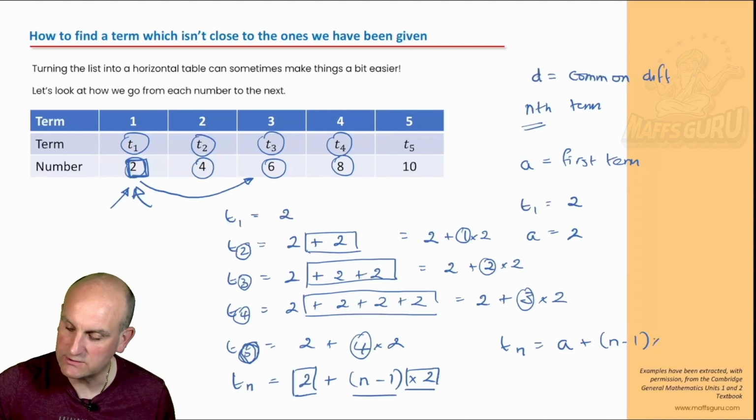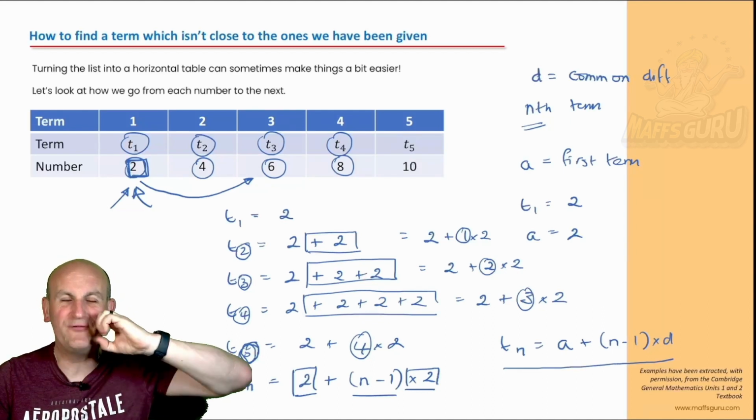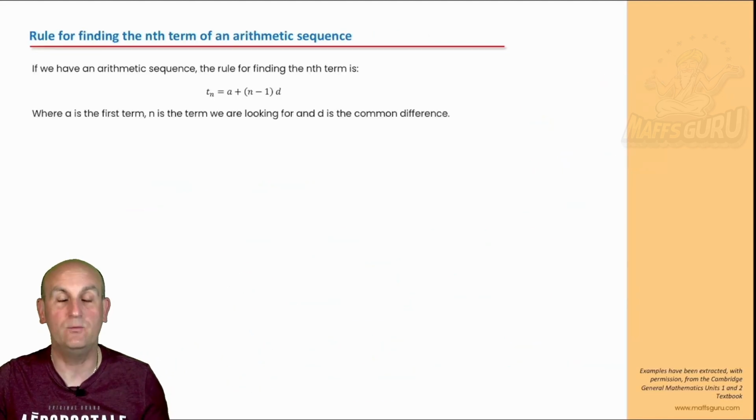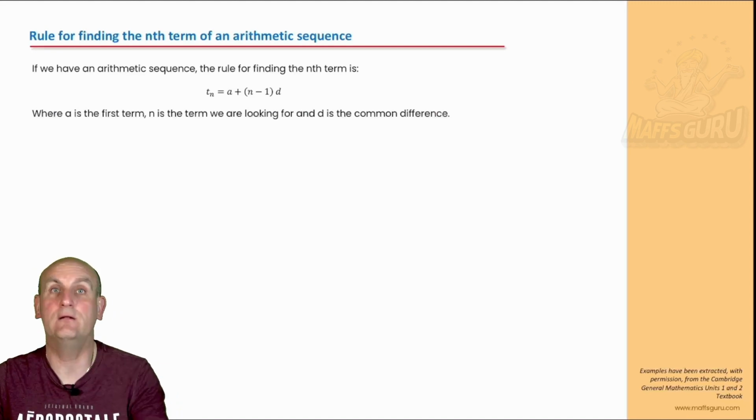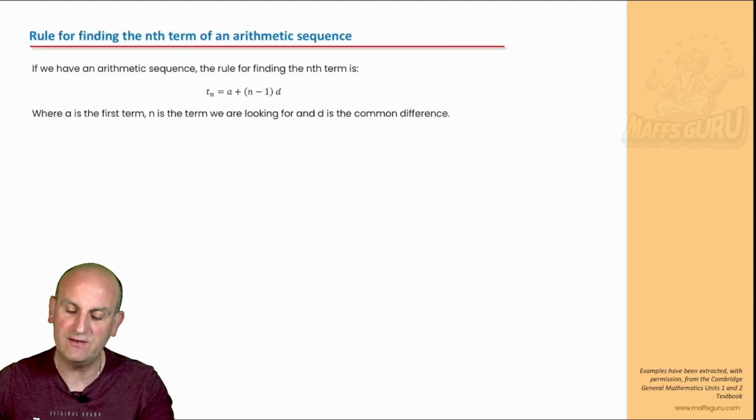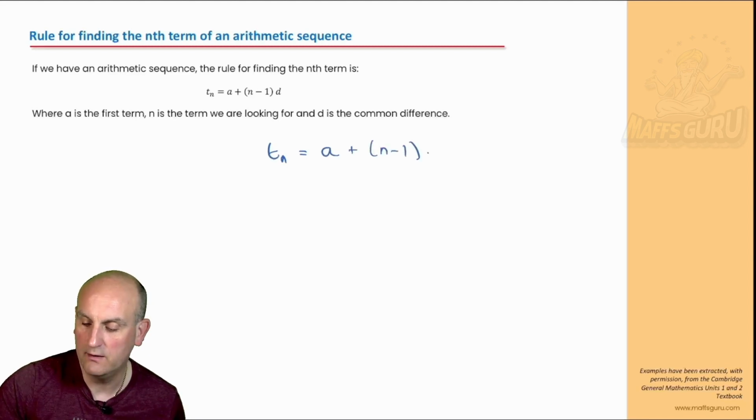And so I can actually multiply that by d, and lo and behold, there we are. We've just come up with a rule to be able to find the nth term of any arithmetic sequence. You can say, what? Well, there we go. And again, these notes are downloadable from mathsguru.com, all free to sign up. All right, so if we have an arithmetic sequence, the rule to get to my nth term is a plus n minus 1 times d.